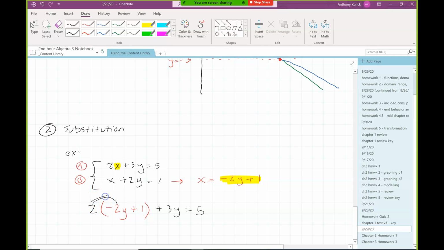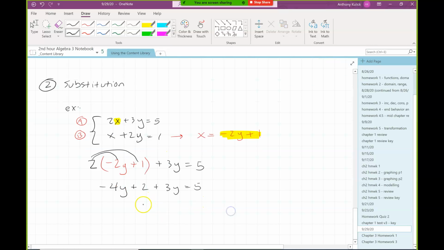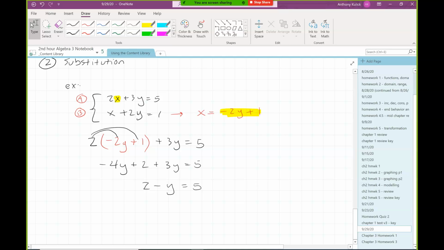So I'll just distribute my 2 through. And then if I combine my like terms, negative 4y plus 3y is negative y. And then if we subtract 2 from both sides, we get negative y is equal to 3. And if we divide both sides by negative 1, we get y is negative 3.